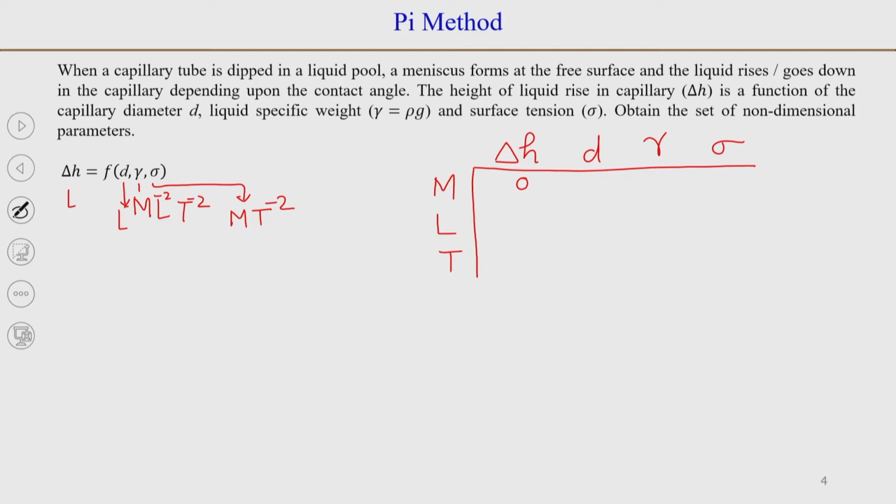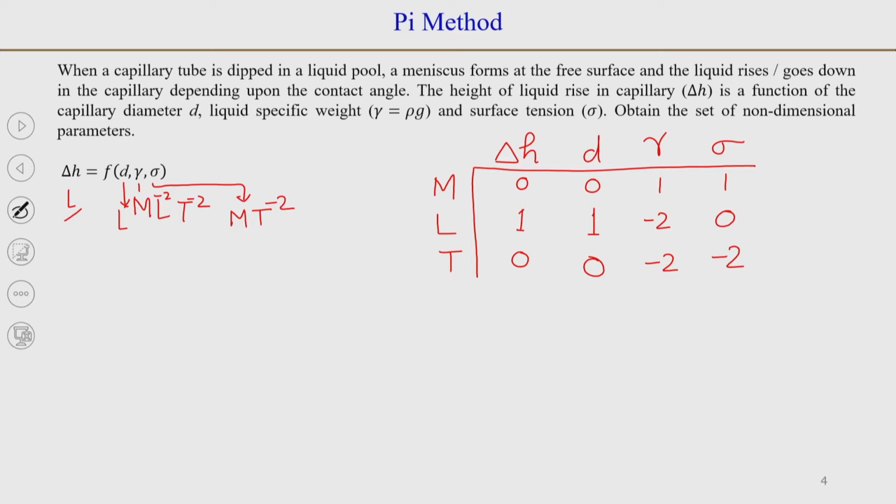So, for delta h, the dimension is L. So, m raised to the power 0, L raised to the power 1 and t raised to the power 0. For d, m raised to the power 0, again L raised to the power 1 and t raised to the power 0. For gamma, 1, minus 2 and minus 2, and for sigma, it is 1, 0 and minus 2.